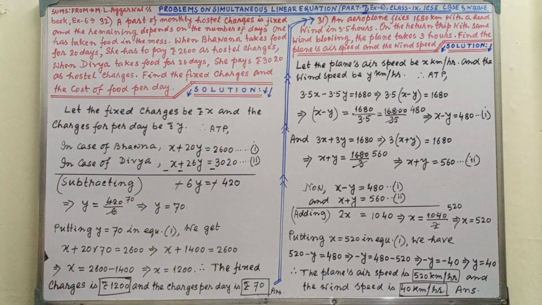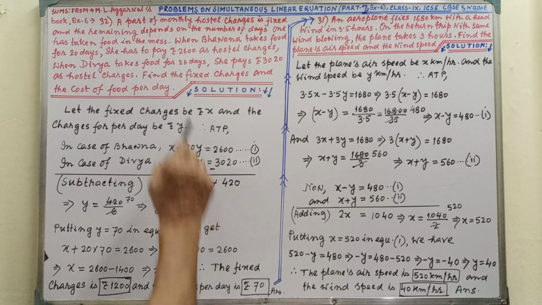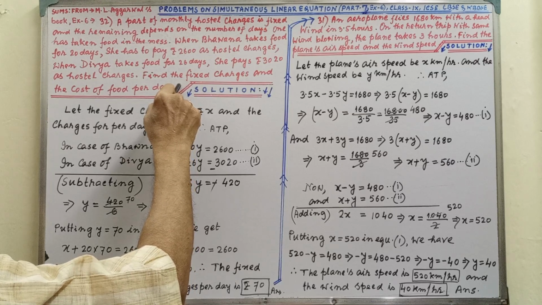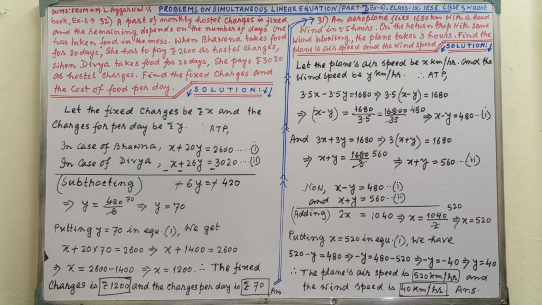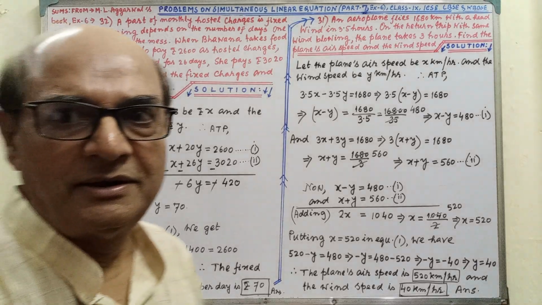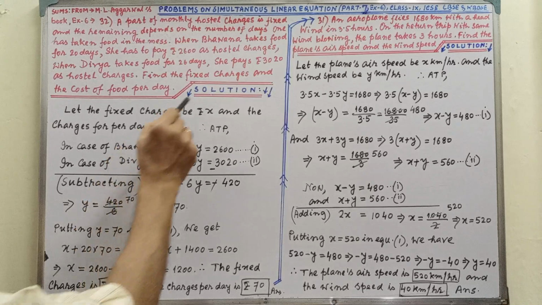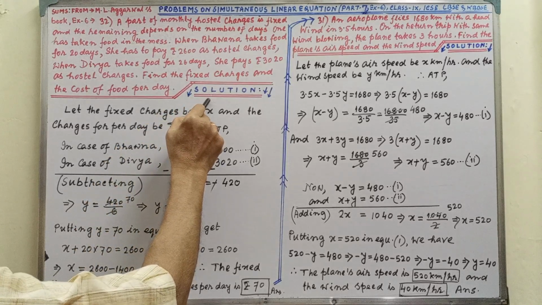Sums given from Emil Agarwal's book, exercise 6, sum number 32. You will get the sum in your book, and here also it is written clearly. For this type of problem, you have to read the problem attentively. Now pay your attention on the solution.